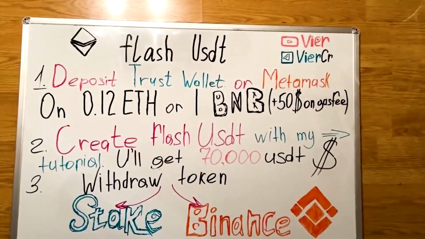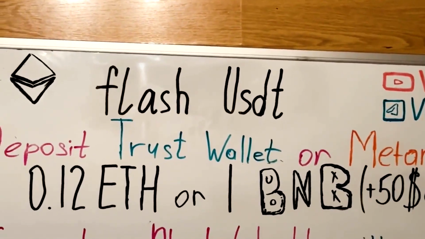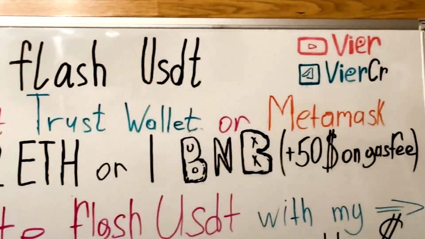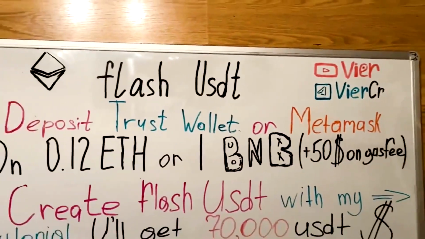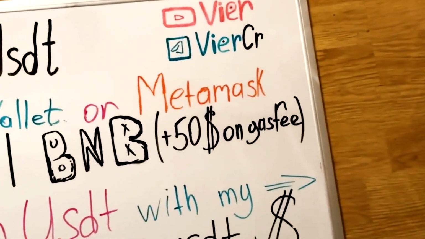Hello everyone, today I would like to share with you the process of creating your own Flash token using the ERC20 network. First, we need to make a deposit with Trust Wallet or MetaMask in the amount of 0.1 ETH or 1 BNB, taking into account that you will need about $50 to pay the gas fee.